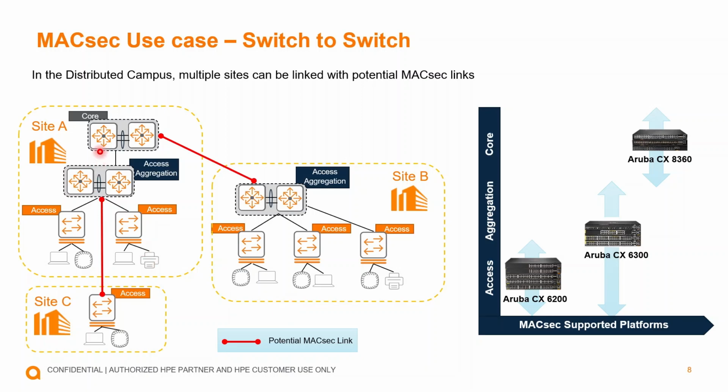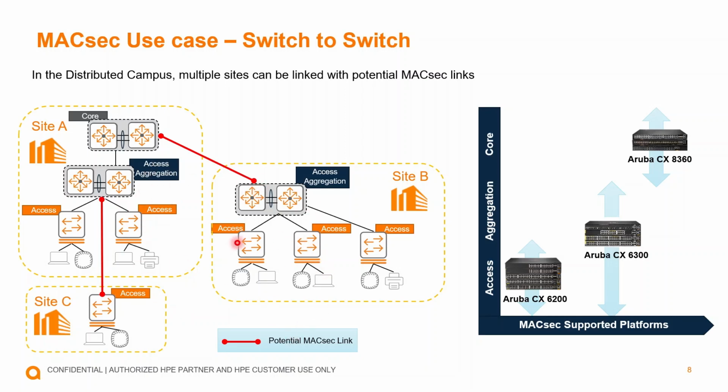Site A has access to core switches. Site B has up to access and aggregation. Site C has only access switches. So a question may arise: how do we protect such a distributed campus? The solution is MACsec. With MACsec, secure traffic is assured within this campus environment.